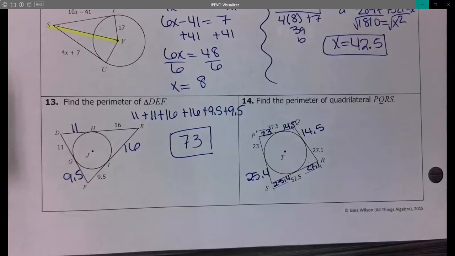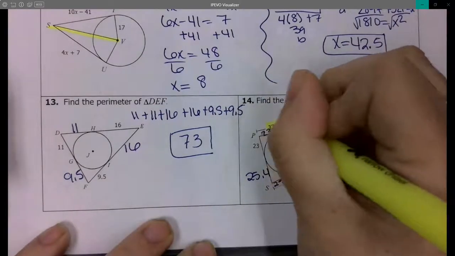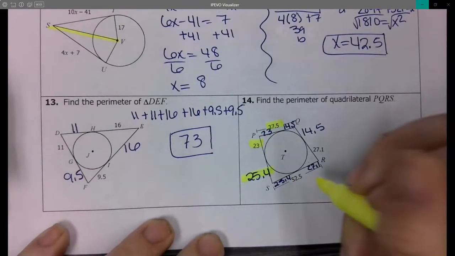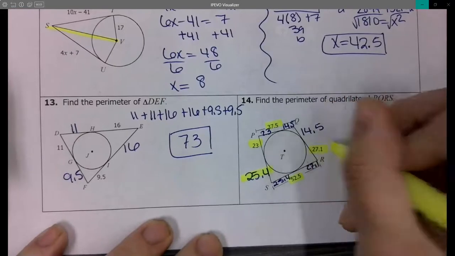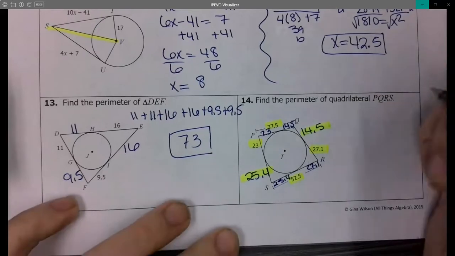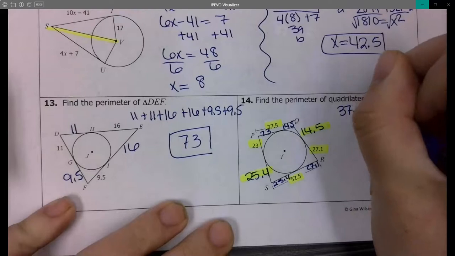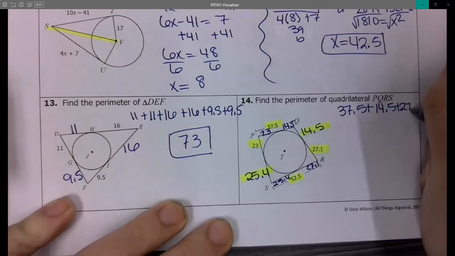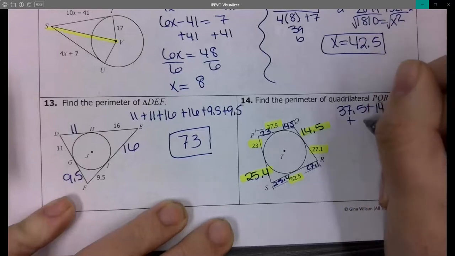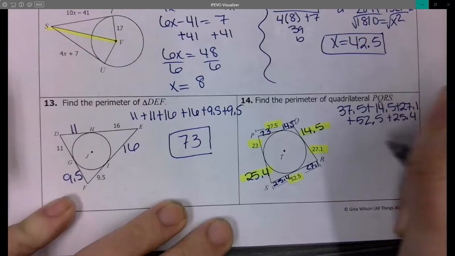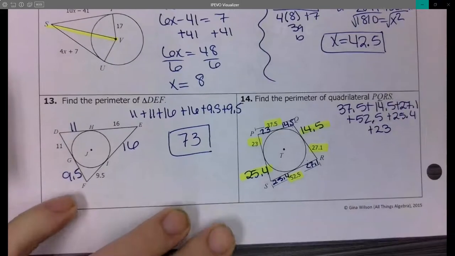So what I'm going to be adding together are this 37.5, this 23, this 25.4, this 52.5, the 27.1, and the 14.5. All of the other numbers are just used to help me find the missing lengths. So 37.5 plus 14.5 plus 27.1 plus 52.5 plus 25.4 plus 23.